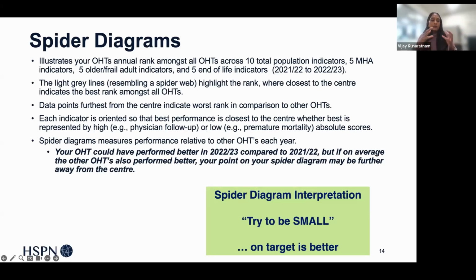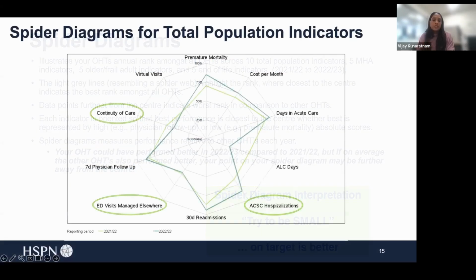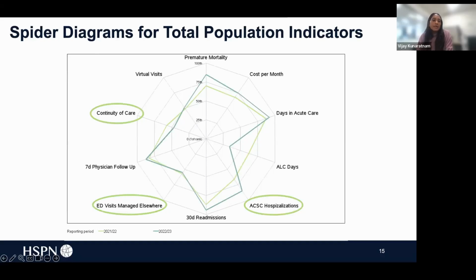So in general, when it comes to spider diagram interpretations, we're trying to be small, we're trying to be close to the center, and on target is better. So we're just going to go through a few examples of spider diagrams that actually represent actual OHT spider diagrams. So for here, we have a spider diagram that's looking at this particular OHT's performance for total population indicators.